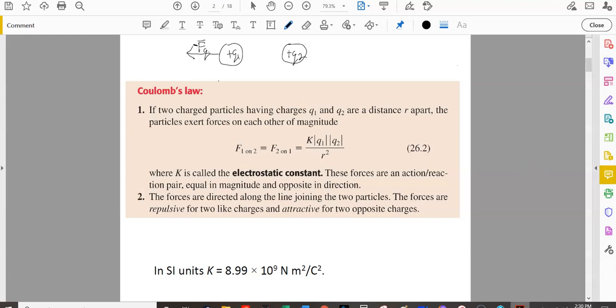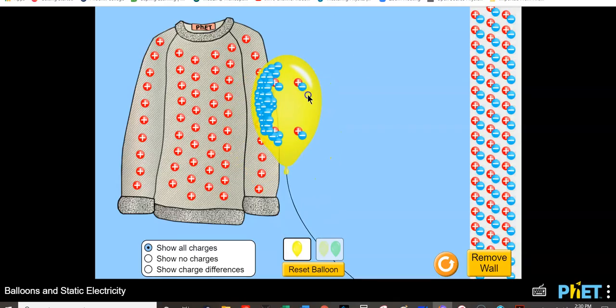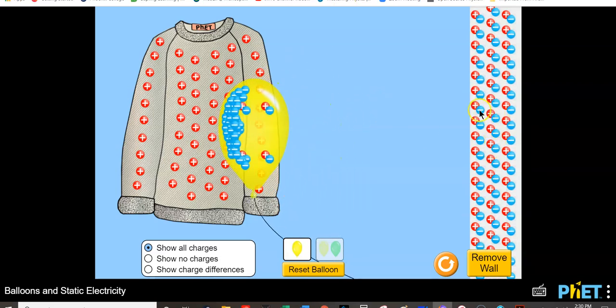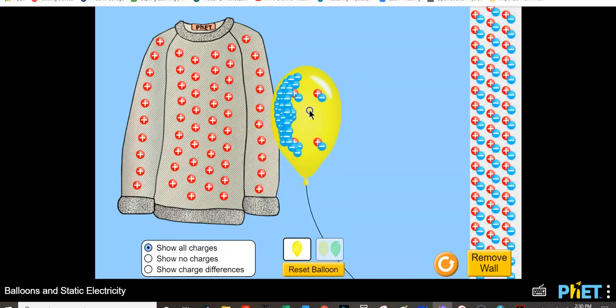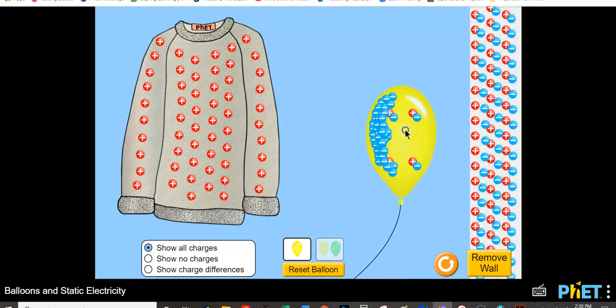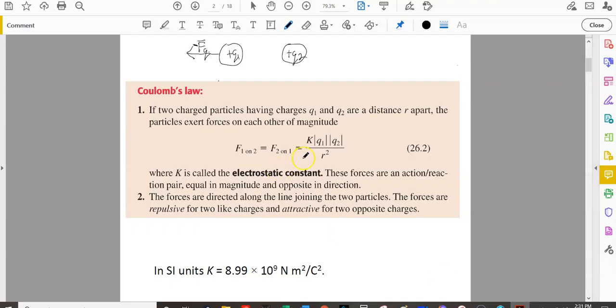But also, let me see if I have our balloon simulation still loaded up. Notice that when I move the balloon and it's really far away, those electrons over here, which are repelled away from the electrons in the balloon, aren't really reactive. So if I bring it closer and then move them now, notice that they're very reactive. That means distance is important too. What they found out was the closer you are, the greater the repulsive or attractive force between these two objects.